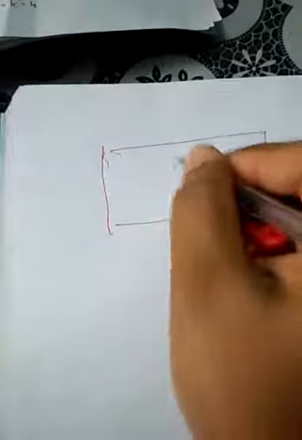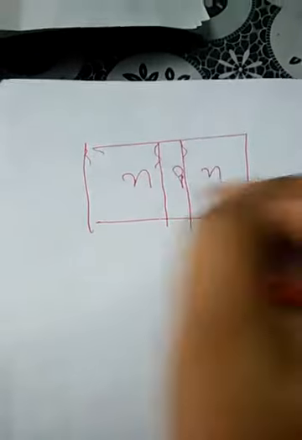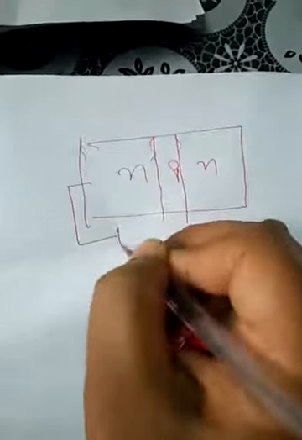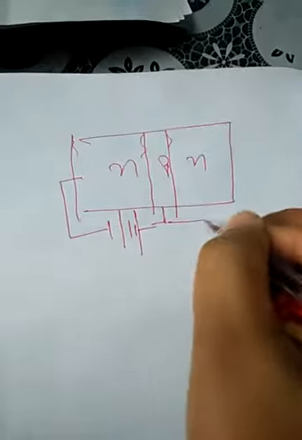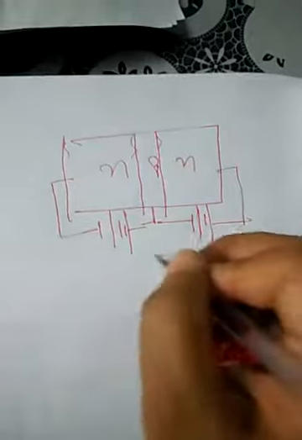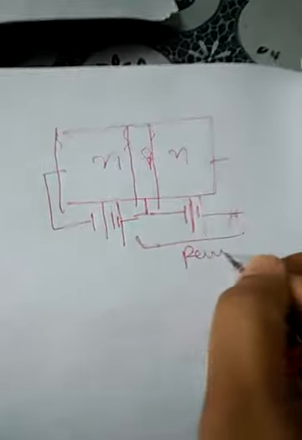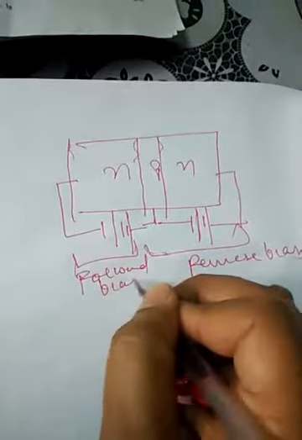Now, symmetrically, the NPN transistor can also work, but the diagrams will be different. In NPN transistors, only the connections will be different. Let us say this is NPN. Here we make it forward biased by making this connection, and this other part is connected as reverse biased. So this part is reverse biased and the other part is forward biased. That is how the biasing is done in the transistor.